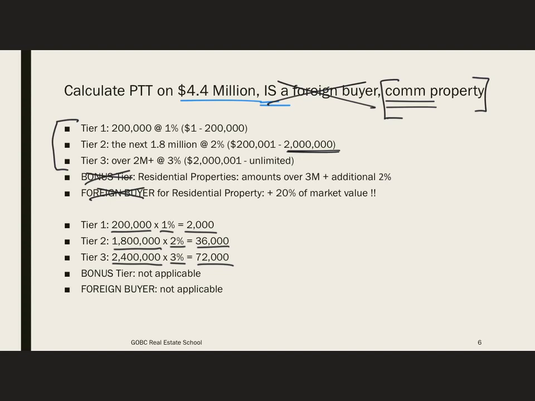Again, because we're doing a commercial property calculation here, the bonus tier doesn't apply. So I know that it's over 3 million, but that only is for residential property. It's not for commercial property, and the foreign buyer tax wouldn't apply either because it is a commercial property. So you would just add up your three tiers, and that would be, I believe it's $110,000. Hopefully my math is correct. I'm doing it fast here. So $110,000 PTT bill if you were to be the buyer that was purchasing this property.